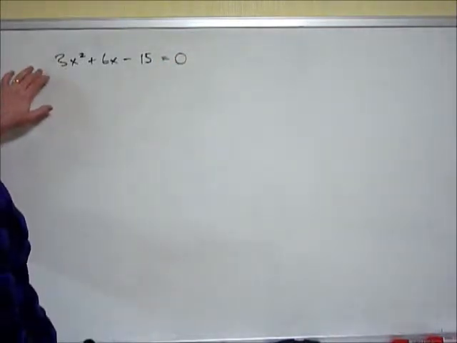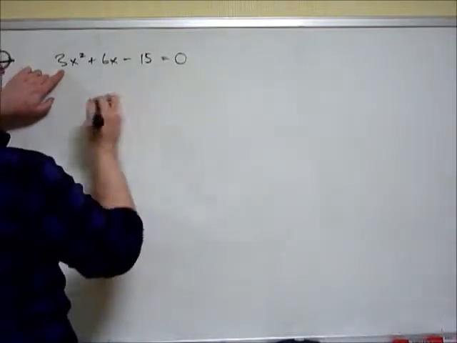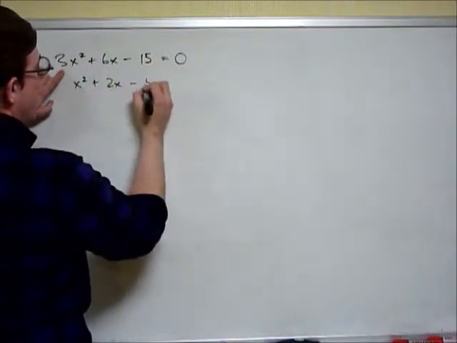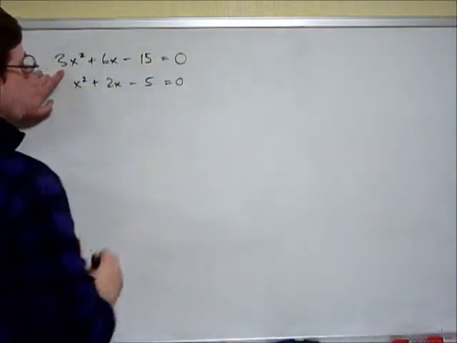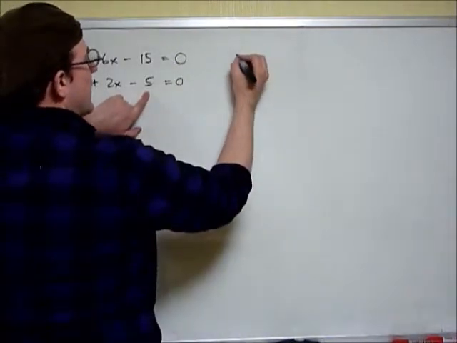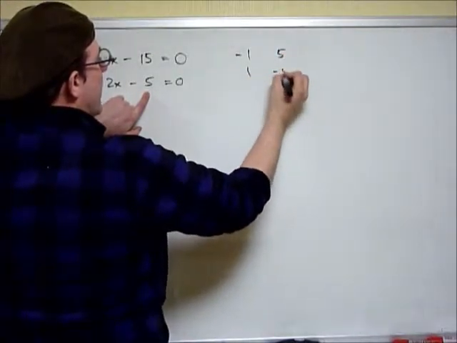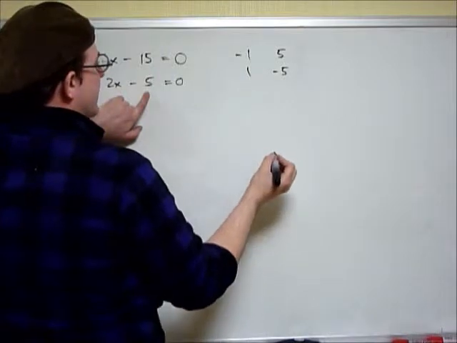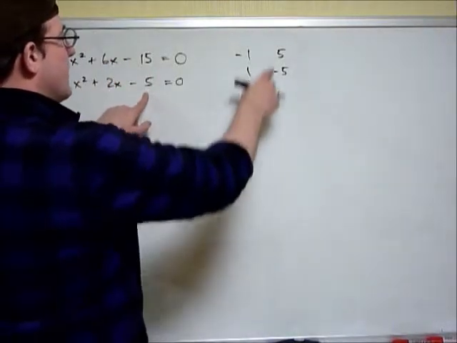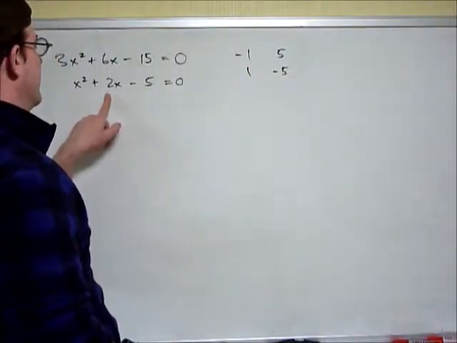Well, just like before, you would probably try to get rid of this 3 first. Divide both sides of the equation by 3, and you get x squared plus 2x minus 5 equals 0. And then you would look at the integer factors of negative 5, and you get, what, negative 1 and 5, and 1 and negative 5, and uh-oh, that's all there is, because it's a prime number, right? So, which one of these adds up to 2? Neither of them. What am I going to do?